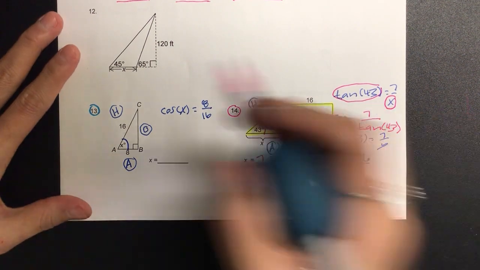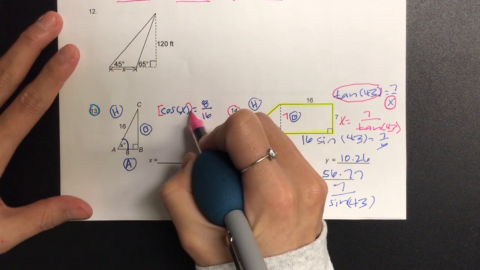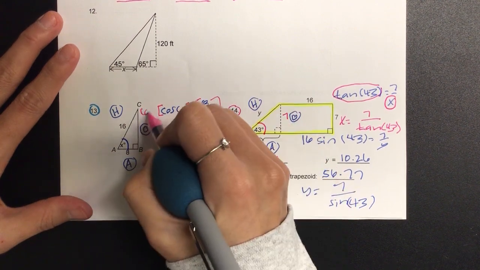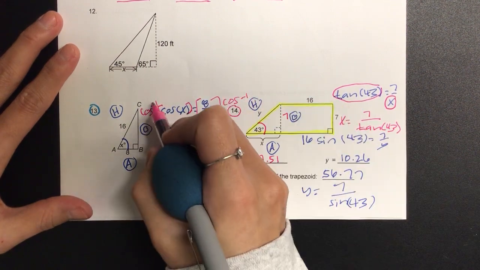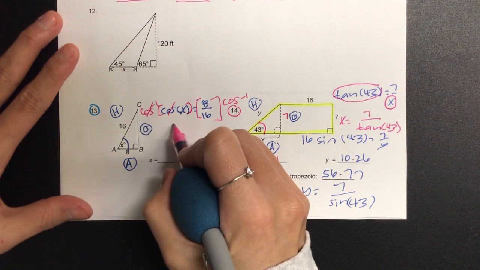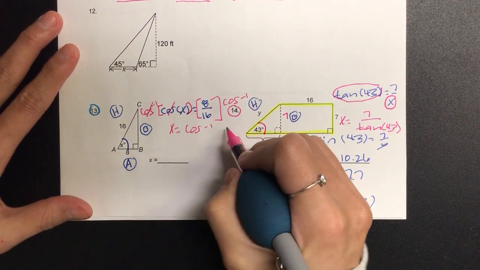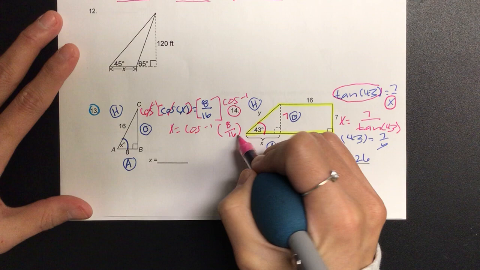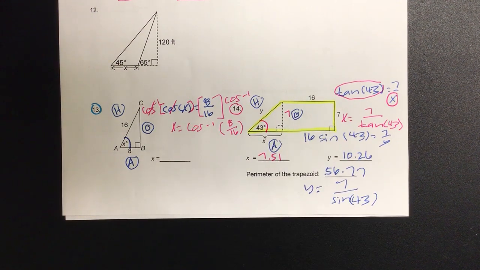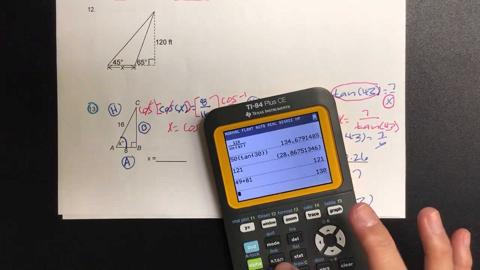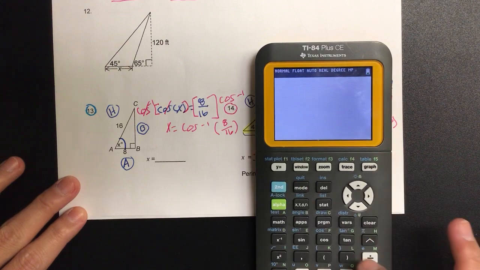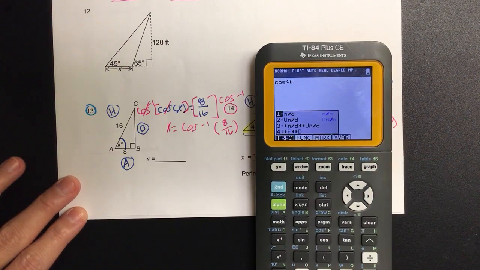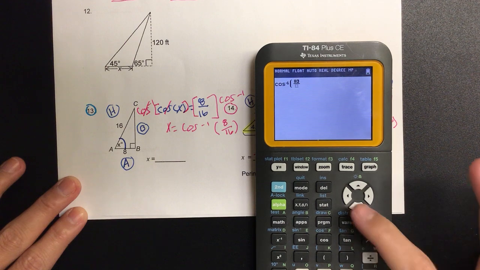And since my x is inside the cosine, I need to do the inverse. Cosine inverse on both sides. The inverse and the cosine go away. So that means my x equals cosine inverse of the ratio. If you want to simplify 8 over 16, you can, but you really don't have to, since we have our calculator. Let me check my mode. All right, so when I go to second cosine, and then 8 over 16, equals.